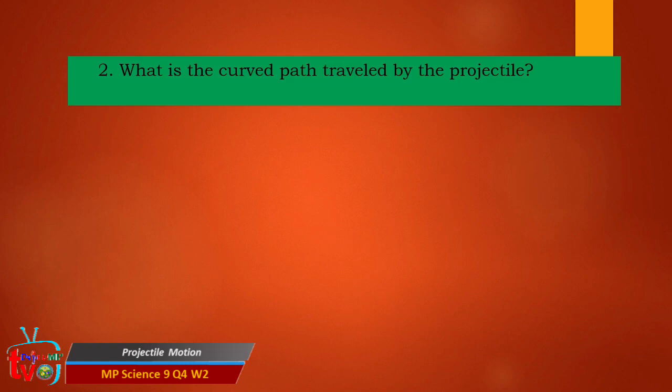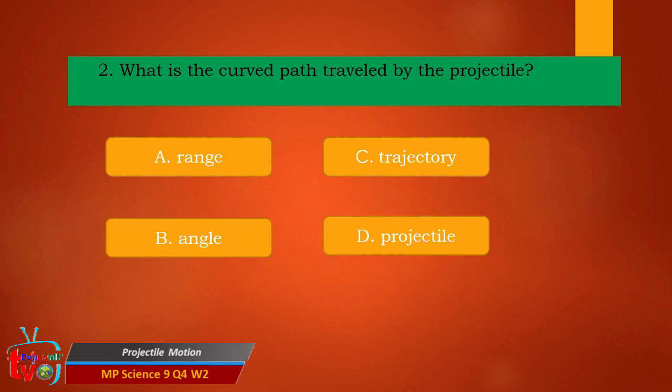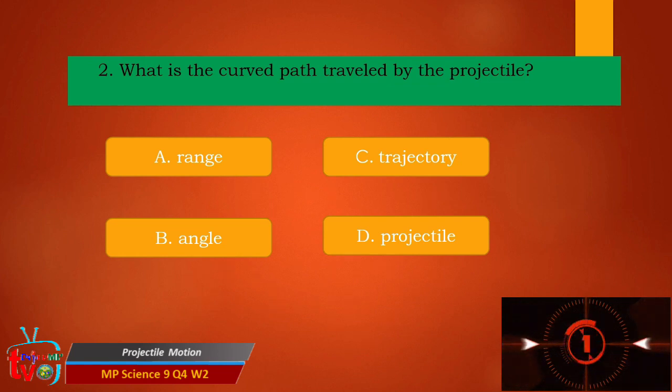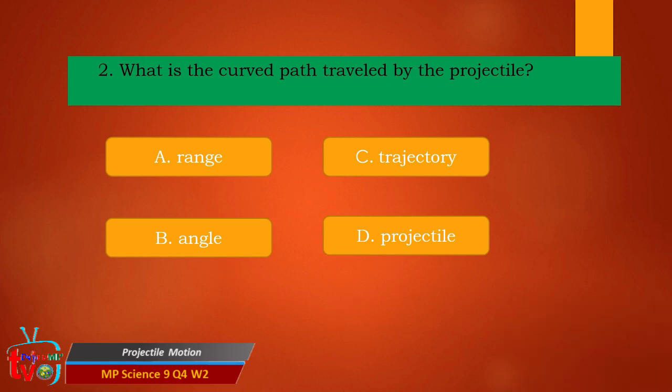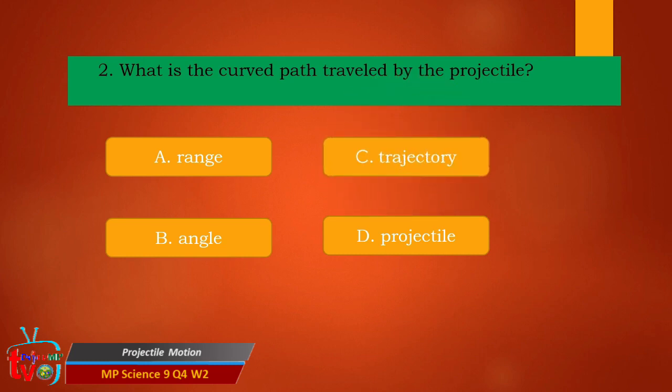Number 2. What is the curved path traveled by the projectile? Letter A, range. Letter B, angle. Letter C, trajectory. And letter D, projectile. And the correct answer is letter C, trajectory.